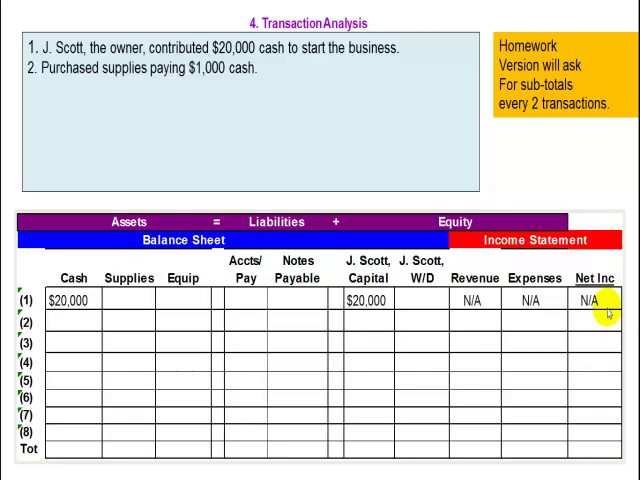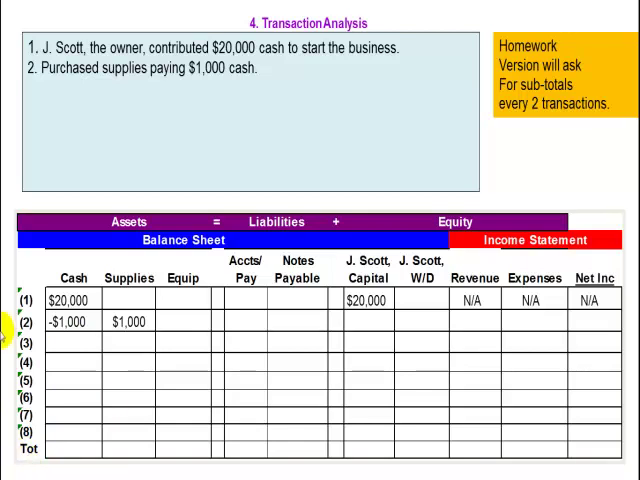Second transaction, purchase supplies, and we paid $1,000 cash. Anytime in these transactions where it says we pay $1,000 cash, you have to assume, at least I'm going to make you assume, that the cash is always the cash from the business, like from this $20,000, unless we're told otherwise. So we're going to assume it's from the business's cash. So purchase supplies, paying cash of $1,000, so cash is going to go down and supplies are going to go up $1,000. And notice that the assets basically stayed the same.